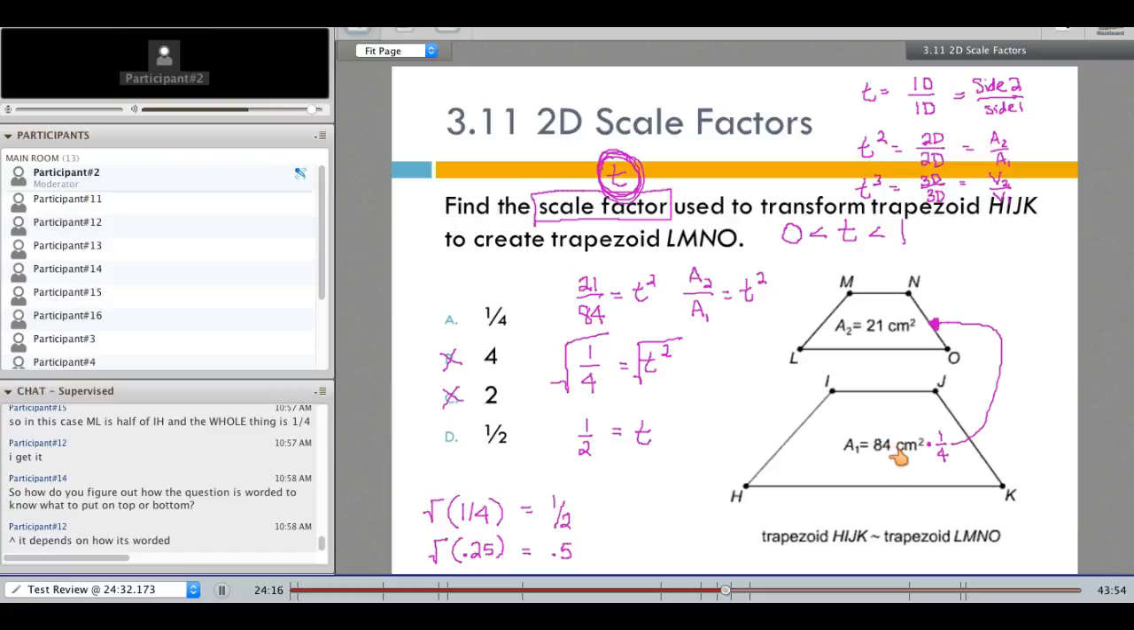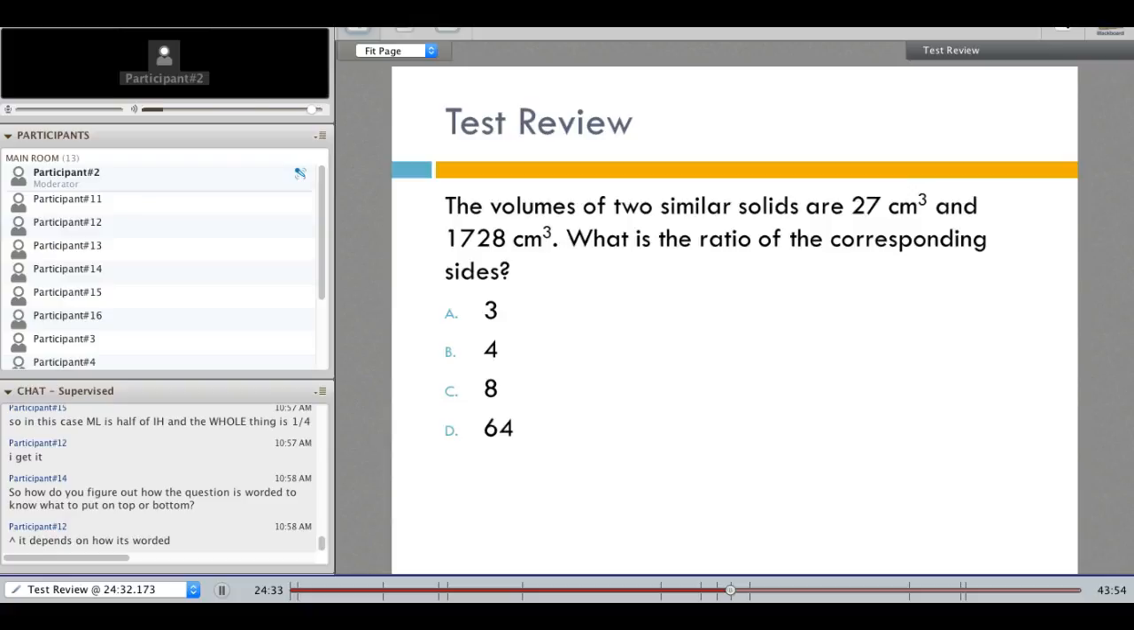So if it's asking for the ratio of the corresponding sides, what letter do we represent that with? Good, good, good. Yay. I'm seeing lights going off, even though I can't see you. Awesome. Exactly. T. T is the ratio of the sides. Side 2 over side 1 or vice versa.